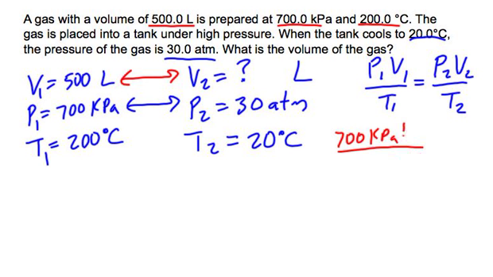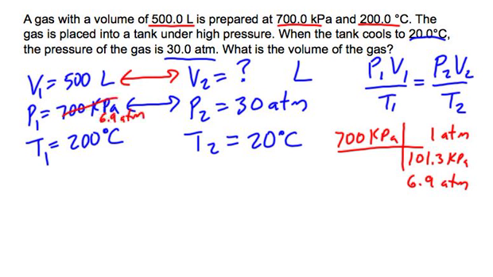So I look up the exchange rate. It's 101.3 kPa in 1 atmosphere. So I'm going to just do 700 divided by 101.3, and I should get close to 7 based on this. And I end up with 6.9 atmospheres. So I'm just going to cross off the 700. I'm going to use 6.9 atmospheres from now on.